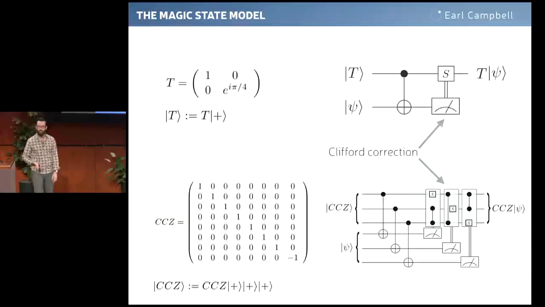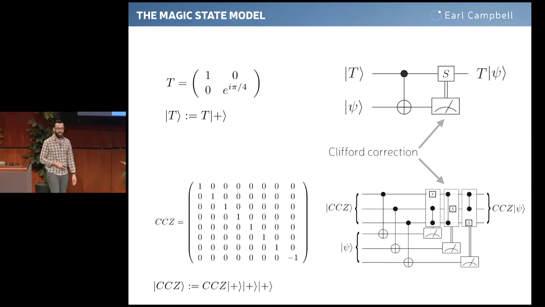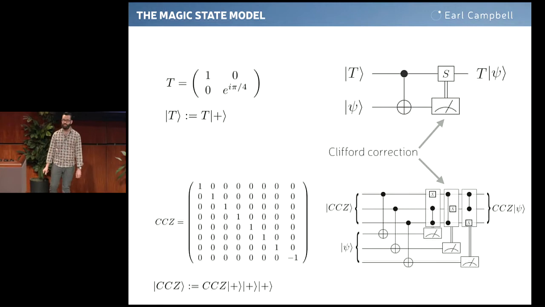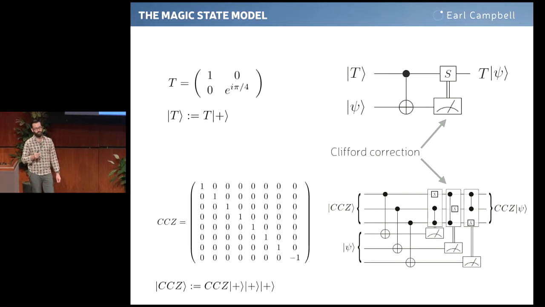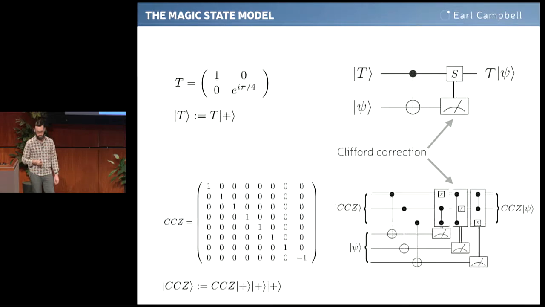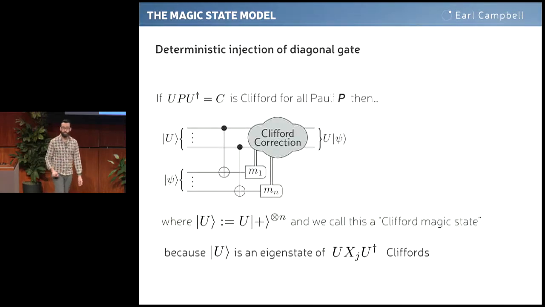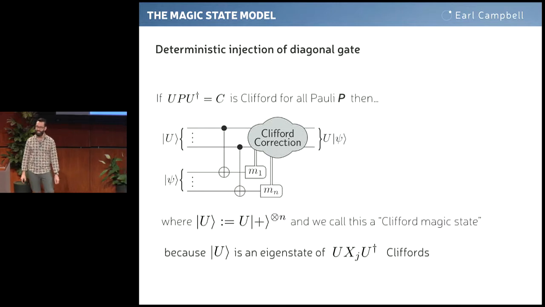Maybe slightly less well-known is that there are other states and gates that do this. There are other ways that you can deterministically inject a unitary that's not Clifford. So here is an example, the controlled-controlled-Z gate, this phase gate that just adds a minus one if it's in the 1-1-1 state. This is closely related to the Toffoli gate, so it crops up in lots of reversible logic circuits. We can associate with this gate a CCZ magic state, which is just the CCZ unitary applied to the plus plus plus state. And then we can deterministically use this magic state to inject the gate. Again, we do a sequence of CNOTs and measurements, and we have to apply some Clifford correction depending on what the measurement outcomes are. More generally, we can characterize the whole family of unitaries and magic states that we can use as resources to deterministically inject unitaries.